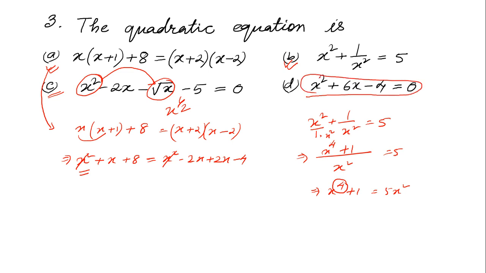because x square is here plus 6x, and the power of the other term is also a whole number, and that's why we can say that this D is the correct one.